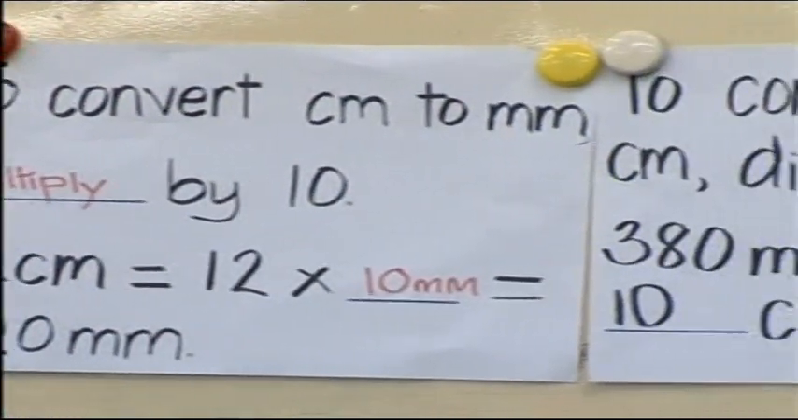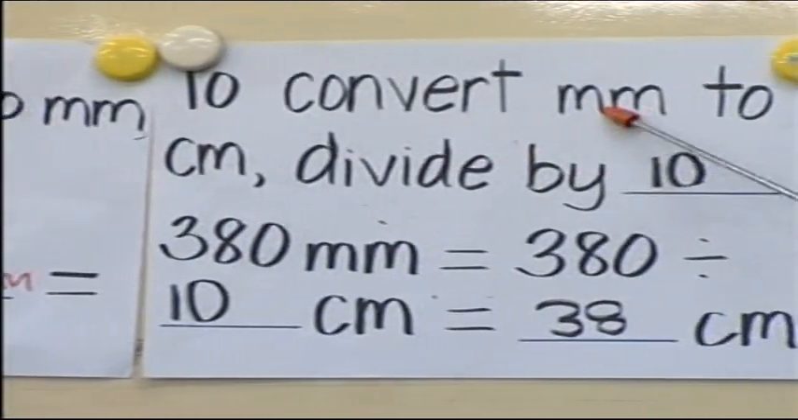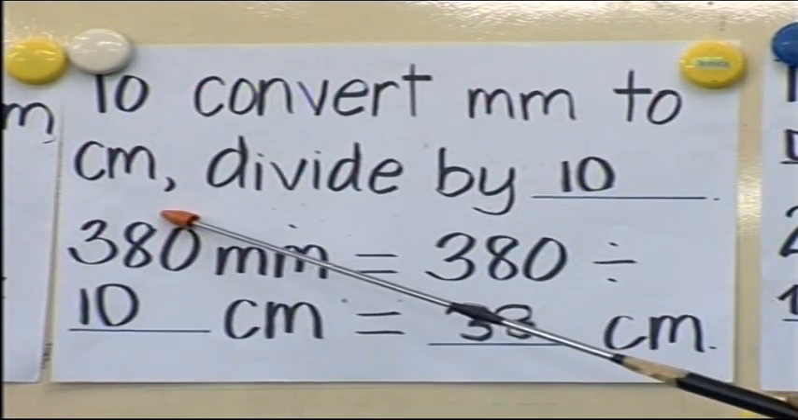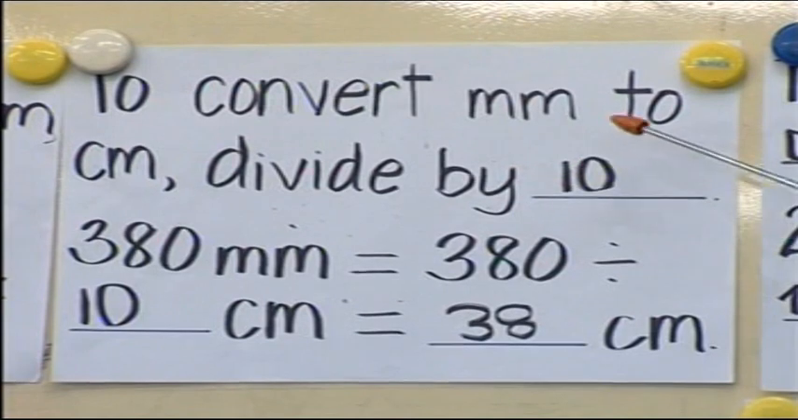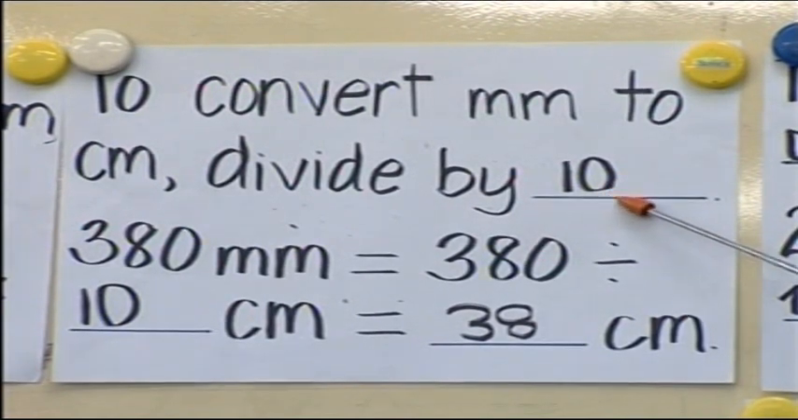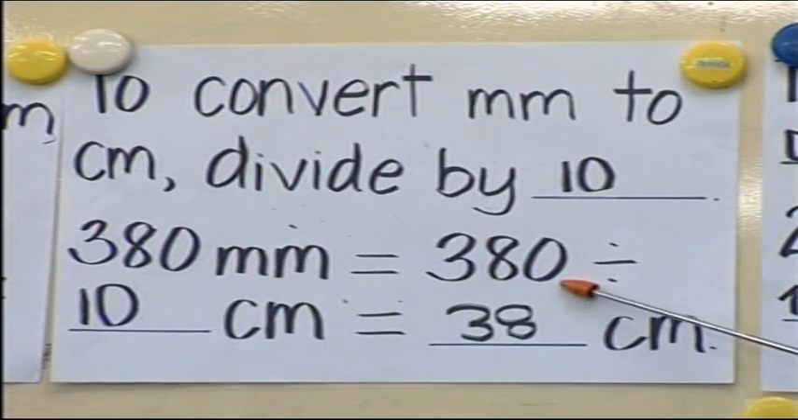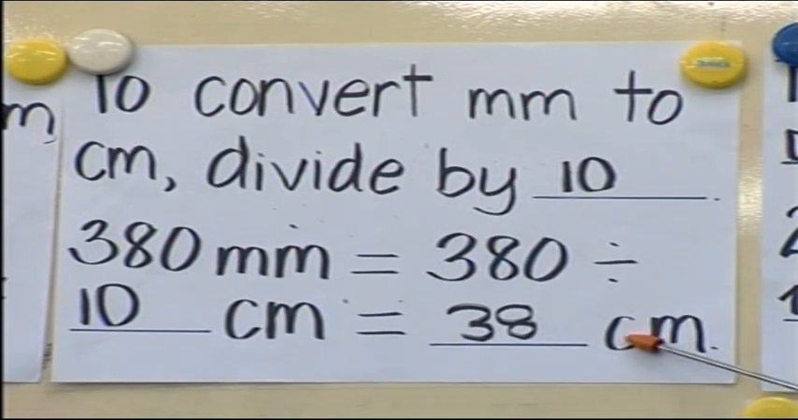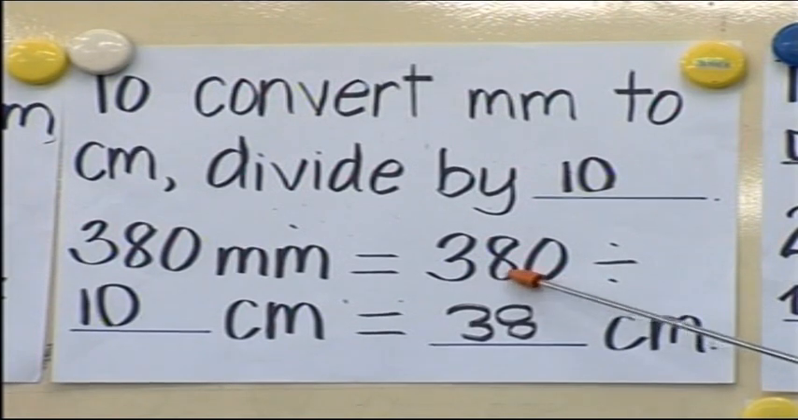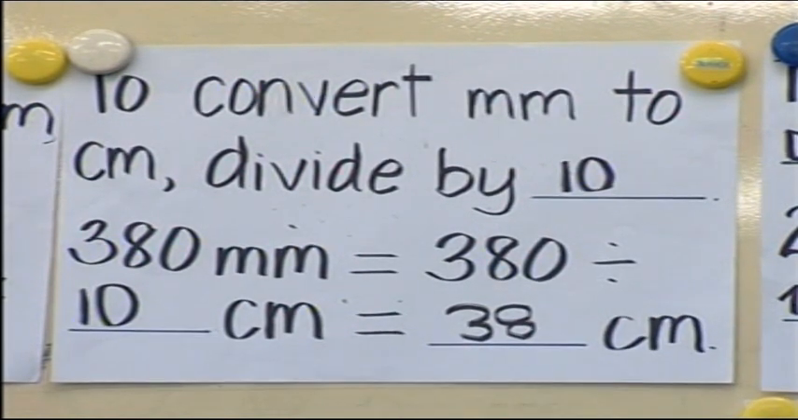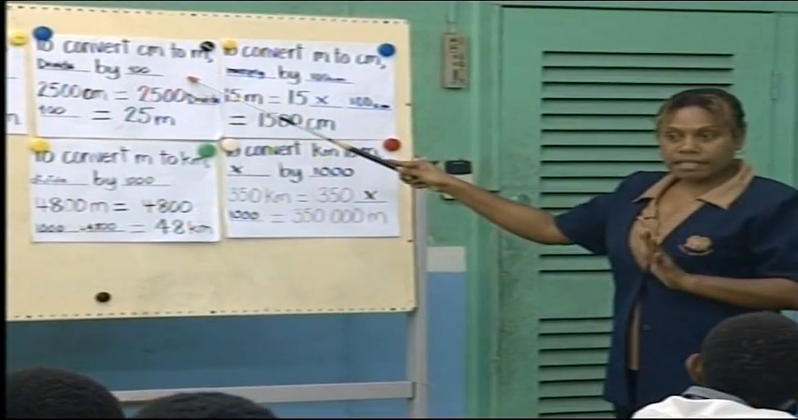All right, same with the next one. This time you are converting a smaller unit, millimeters, to a bigger unit, centimeters, so this time you divide by 10. So 380 millimeters, change it into centimeters, you divide 380 divided by 10 centimeters, 38 centimeters. Okay?